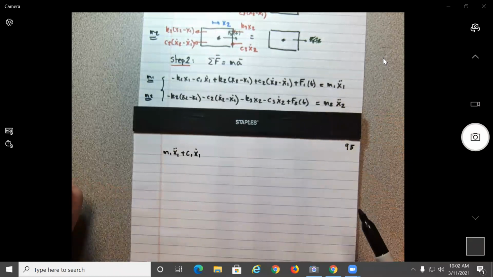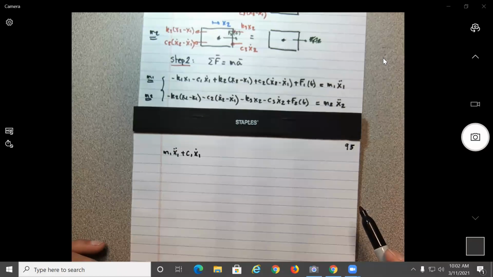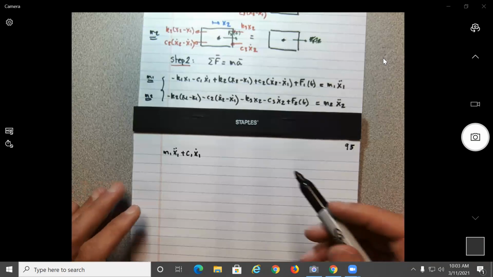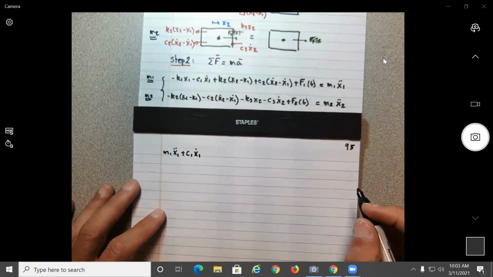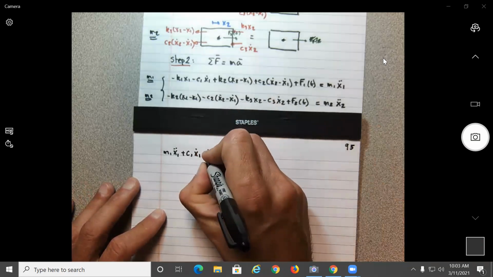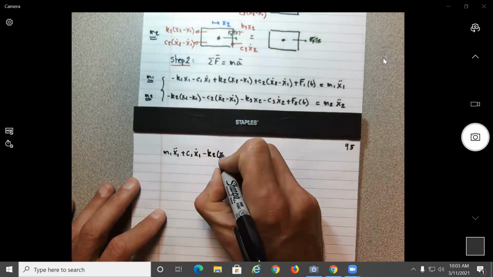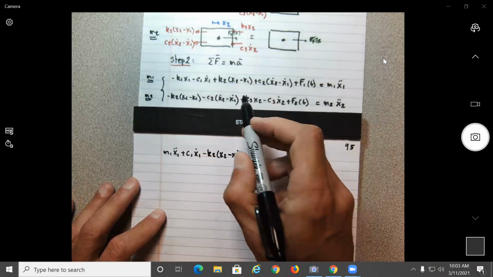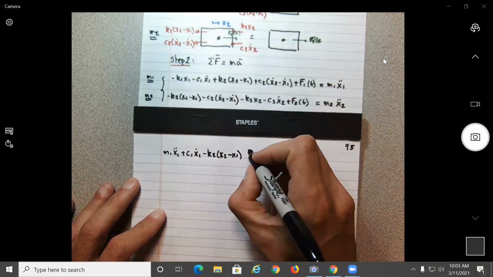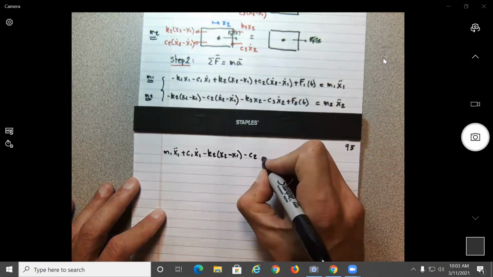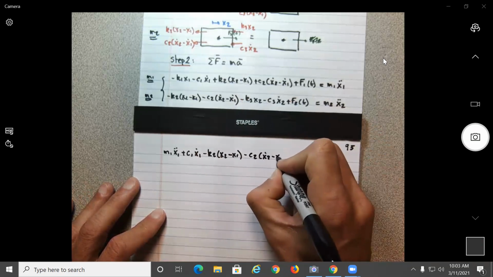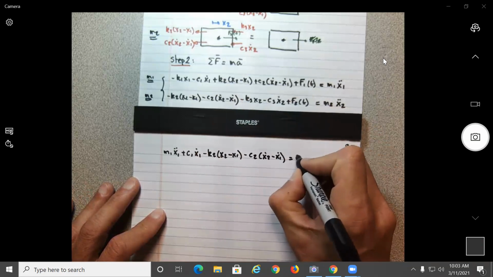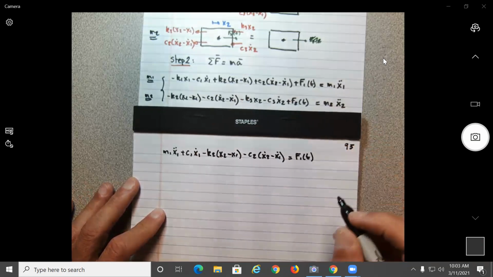Now can I do anything with these ones? No. So I'm just going to rewrite the equation basically. There's no specific order you need to follow. So let's just do it that way. Minus K2, doesn't matter, X2 minus X1. So that one moves to the other side. Minus C2, X dot 2 minus X dot 1. And this should be equal to F1 of T.